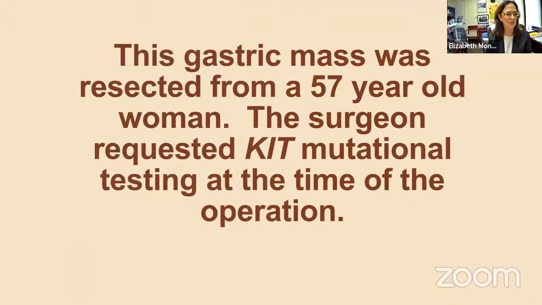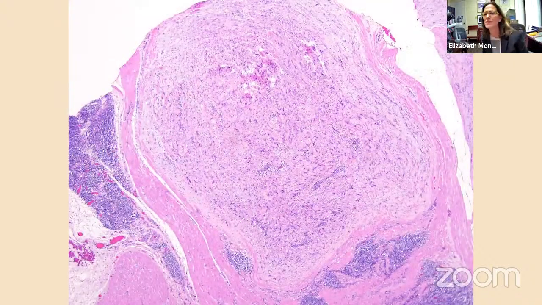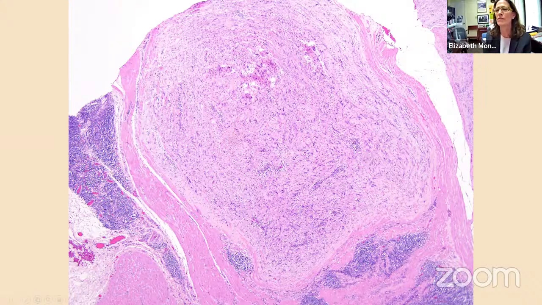Okay, let's switch gears. Let's look at a gastric mass resected from an adult. And of course, the surgeon wanted KIT mutational analysis right as she took it out of the patient. So you already know it's not a GI stromal tumor. So here it is. And those of you who are onto these are noticing this, which is a lymphoid cuff around this lesion that's smack dab in the muscularis propria.